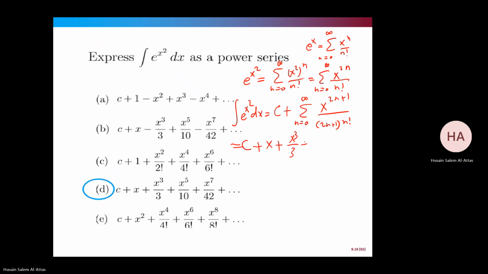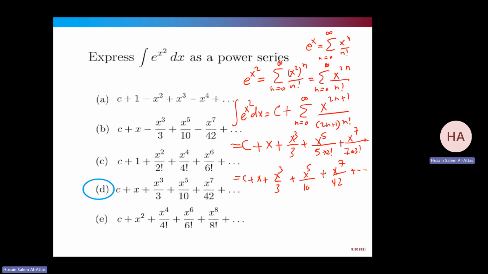At n equal 2, I have x to the power 5 over 5 times 2 factorial. At n equals 3, that will be x to the power 7 over 7 times 3 factorial, plus the rest. So I have C plus x cubed over 3 plus x to the power 5 over 10, 5 times 2. 3 factorial is 6, 6 times 7 is 42. That will be plus x to the power 7 over 42 plus the rest. So this will be my answer.